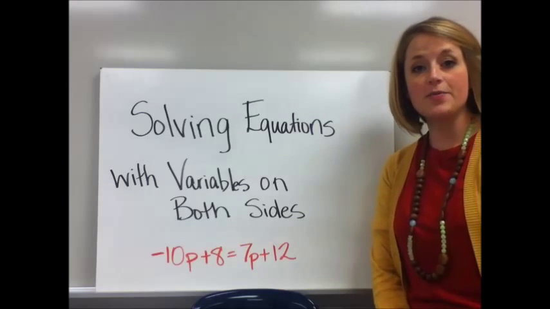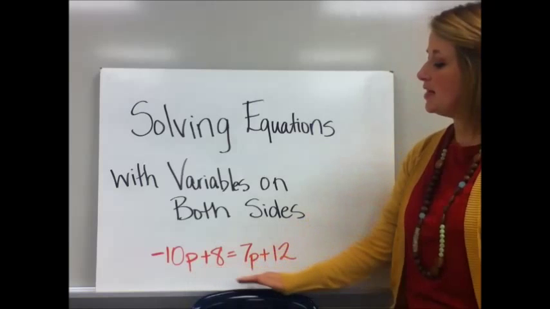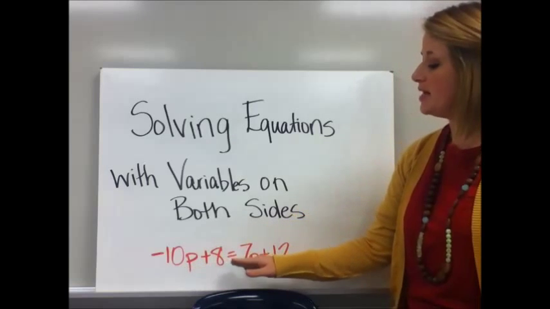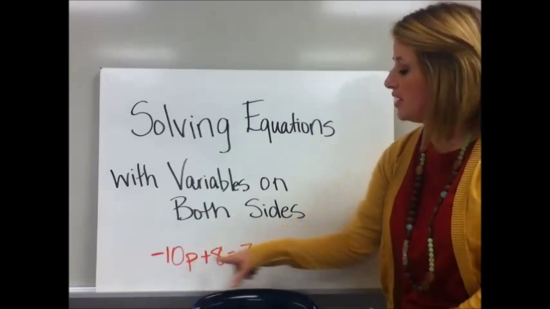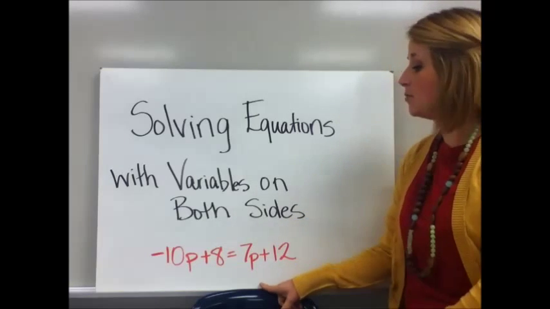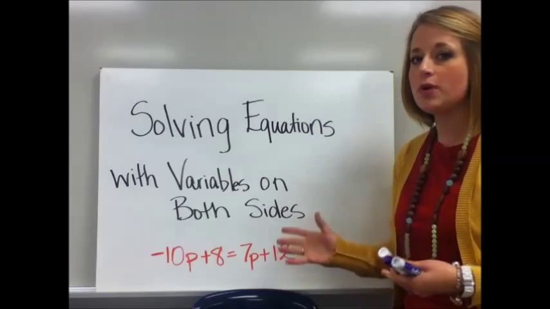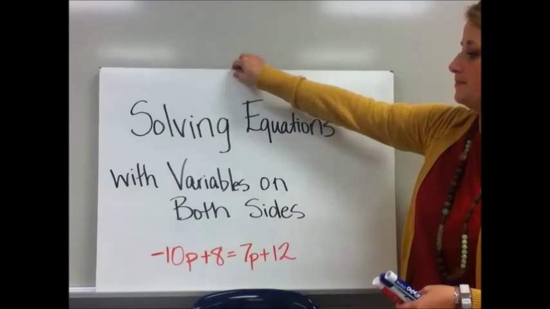Solving equations with variables on both sides. It looks something like this. Negative 10p plus 8 equals 7p plus 12. You have a variable on the left and the right of the equal sign. And the question is, which one is it that you're trying to isolate?